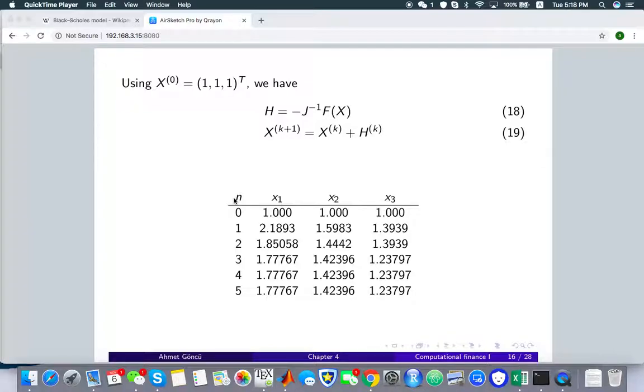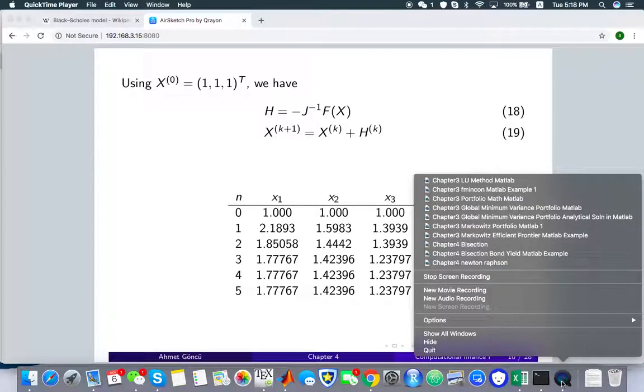So this shows that within a few iterations, the Newton-Raphson algorithm converges to the solution, the root of this nonlinear system, relatively fast. Later on we will do some examples in MATLAB. So let's stop here.